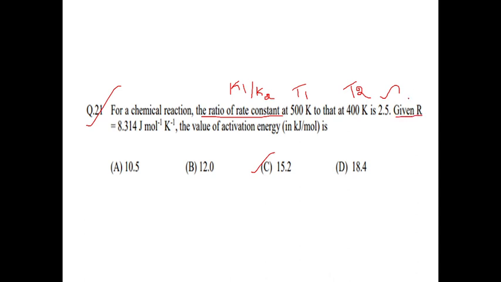Given capital R, the gas constant, is 8.314 joule per mole Kelvin. The value of activation energy in kilojoule per mole. So the objective of this question is to determine the activation energy. We have 4 options. Option C is the correct option for this question. I am going to explain how.